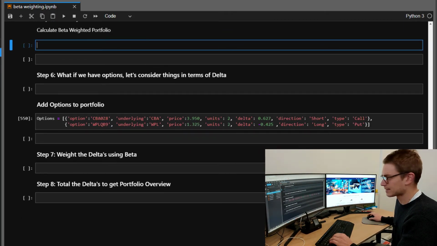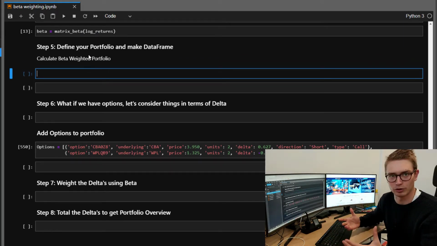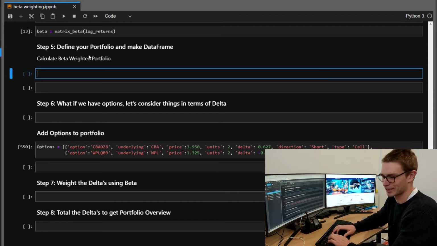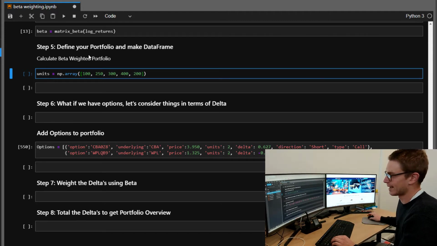So let's calculate and define our portfolio. I'm going to build data frames. It's going to take a while. It's going to be a little bit tedious, but please hold out. It'll be worth it. So we're going to define the number of units of each of these shares. We're going to take a numpy array. I'm just assigning pretty much random portfolio units here, but again, you could use your portfolio that you actually own and place the units that you own here.